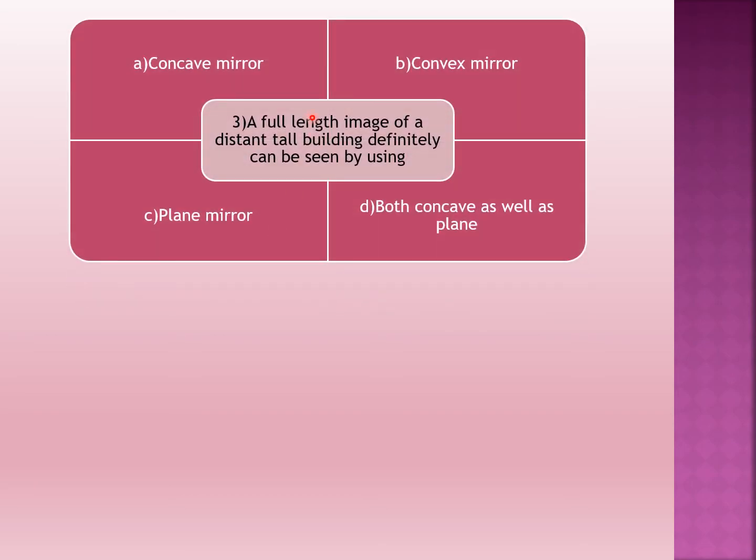Question number 3. A full-length image of a distant tall building definitely can be seen by using, and these are the 4 options, right? So they asked us that if we have to see the full-length image of any object, here they have particularly mentioned that it is a distant tall building. Read the options also. Whenever we see the options, we know in which direction we have to think. So here we have to think in the direction of the mirrors, that we have to identify one of those mirrors through which we can see the full distant image of the building.